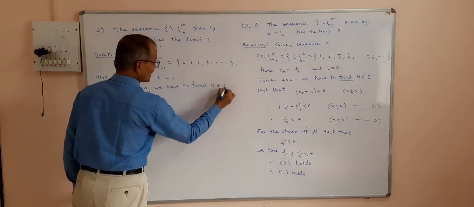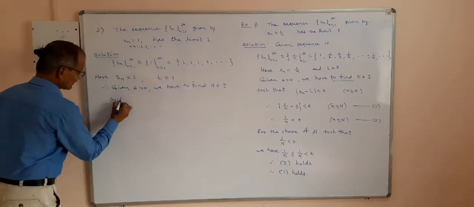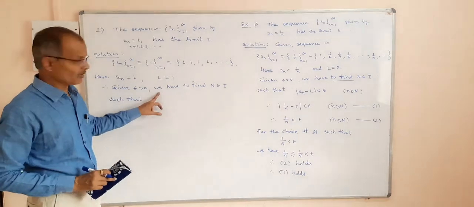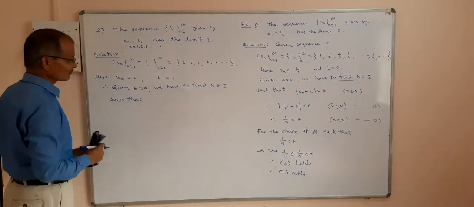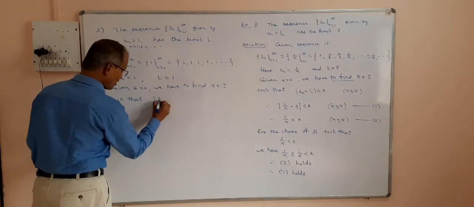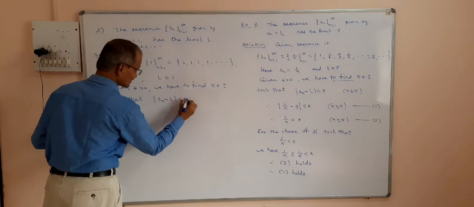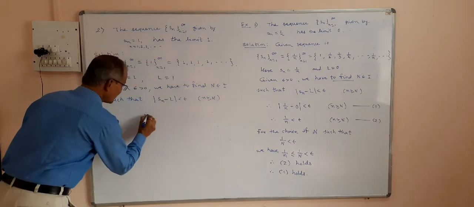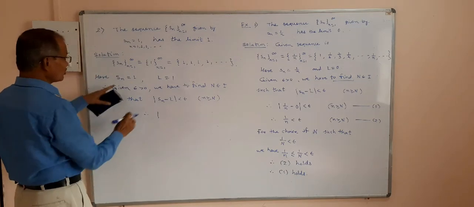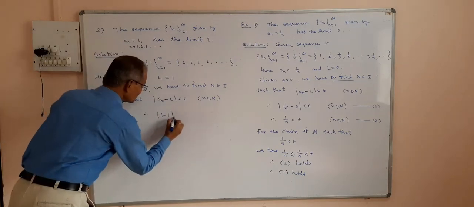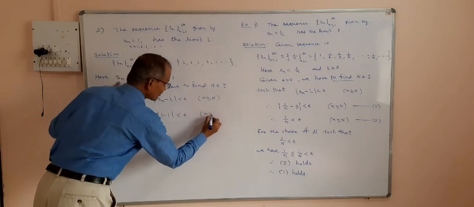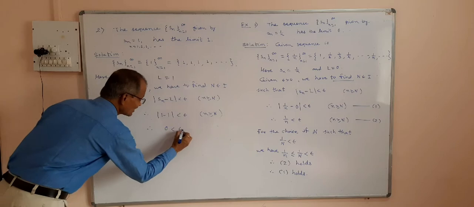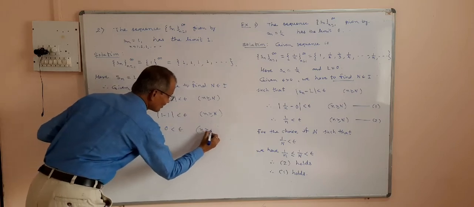N belongs to I such that... So this definition, this statement, is to be remembered. Given epsilon greater than 0, we have to find N belongs to I such that mod of Sn minus L is less than epsilon for n greater than or equal to N. And here both are equal to 1, so 1 minus 1, which is 0, is less than epsilon for n greater than or equal to N.